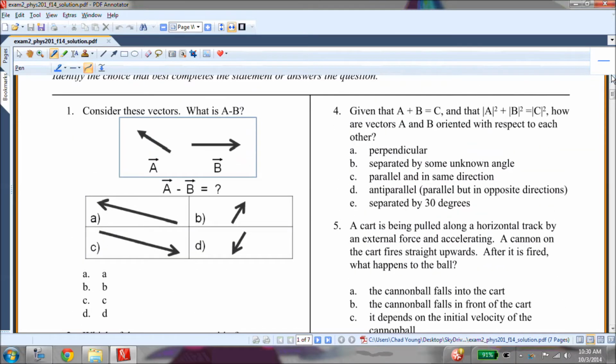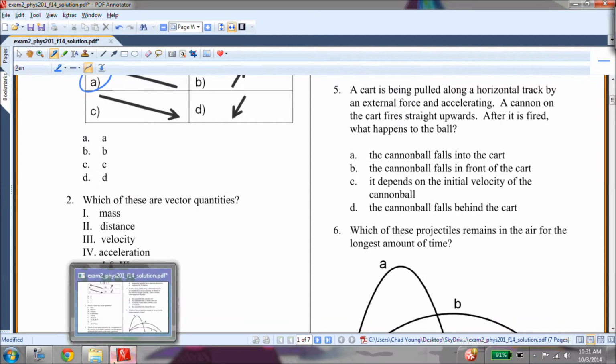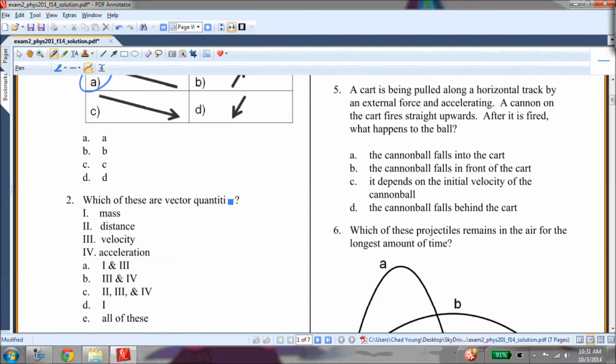Here I have two vectors, A and B. What is A minus B? Well, A is already drawn for you. And then minus B is going to be the opposite direction like that. So this is negative B. So A minus B looks like that. So that's A.